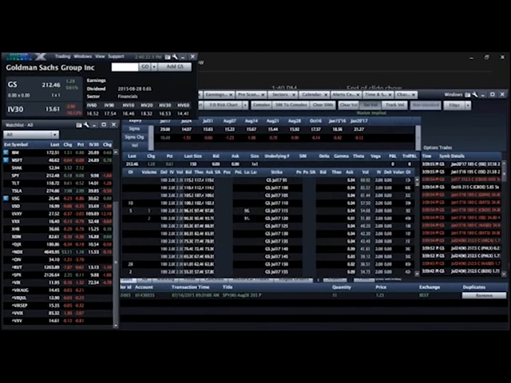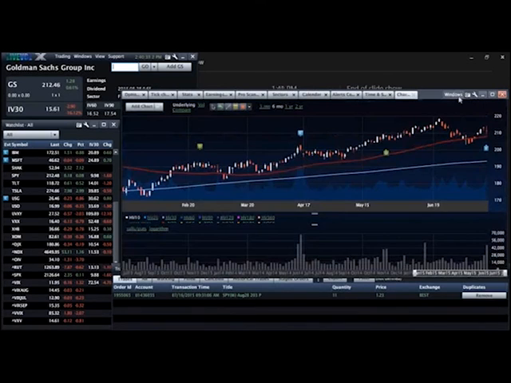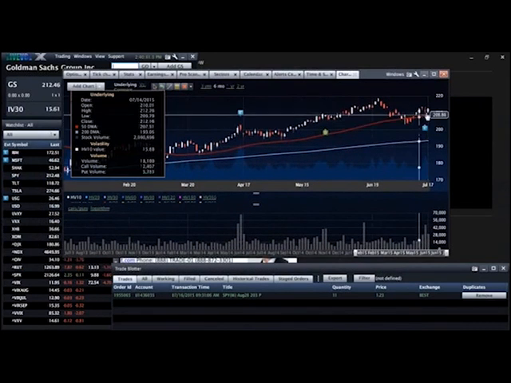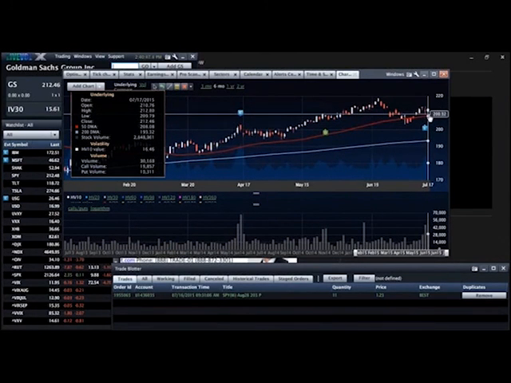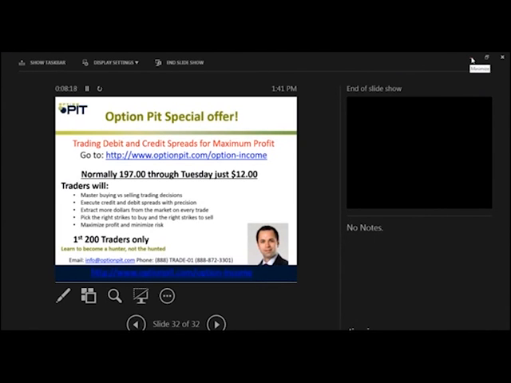So Goldman, I'll just show you how I analyze this stuff. Goldman basically bounced off the 200-day moving average, sold off, had a kind of ugly earnings, but has since recovered. And that 200-day moving average has been a really good bottom for Goldman.